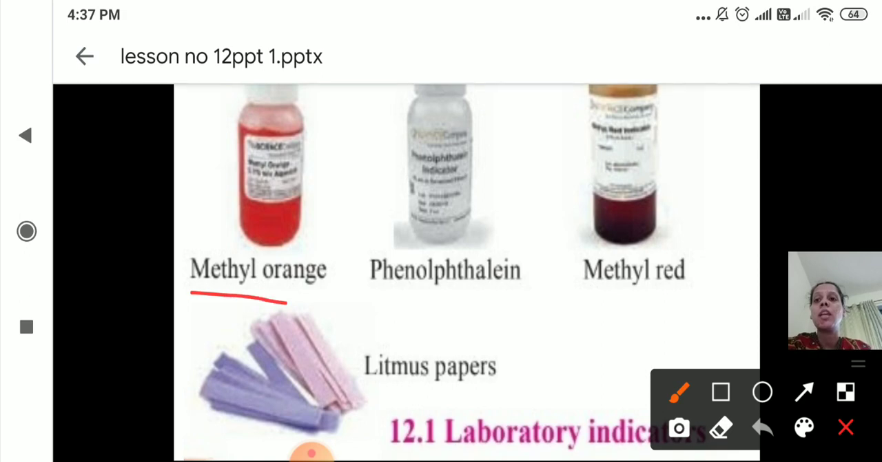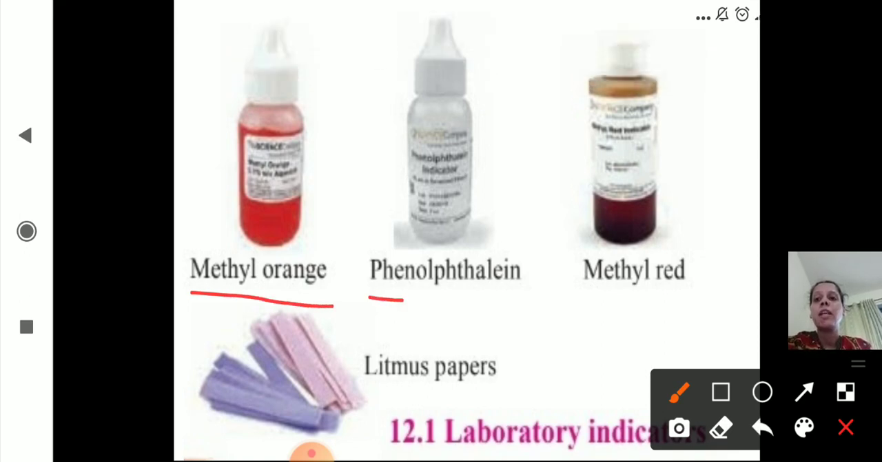First one is methyl orange. Second one is phenolphthalein. Third one is methyl red, and litmus paper is the fourth one. These indicators are available in your laboratory, and we use them to identify whether the solution is acidic or basic. With the taste or by touching the solution we cannot identify it, as it is very harmful. So instead we use indicators to identify whether the solution is acidic or basic. Hope you are clear with this. So today we have seen the definition for acids and bases, and we have studied about indicators.